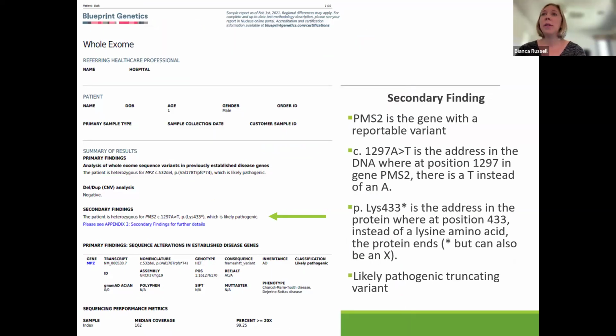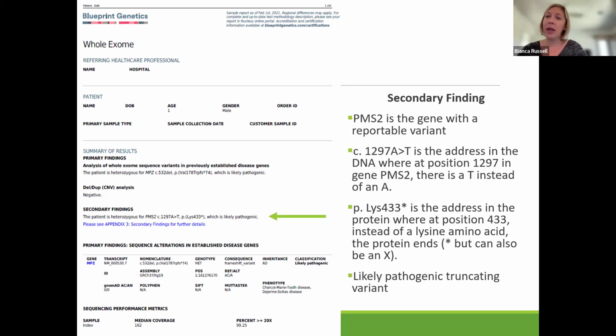In this person's exome sequencing, they also had a secondary finding, and just so we can go through it again and look at a different variant, because I know it's confusing. This individual also had a change in a gene that caused an increased risk for certain types of cancer. And so they have a different genetic change. So going through it again, this gene is PMS2, and the c. dot, or the coding DNA, at position 1297, there should be an A, and that greater than sign is showing that it's a T instead of an A.